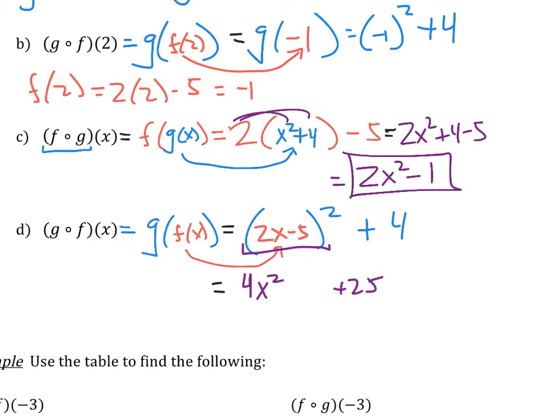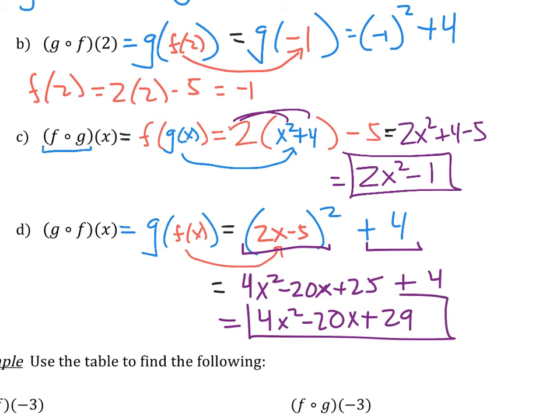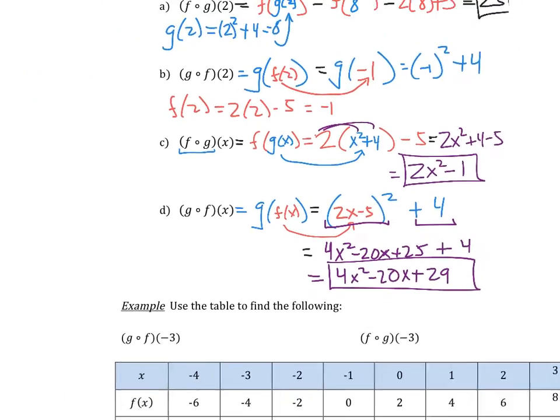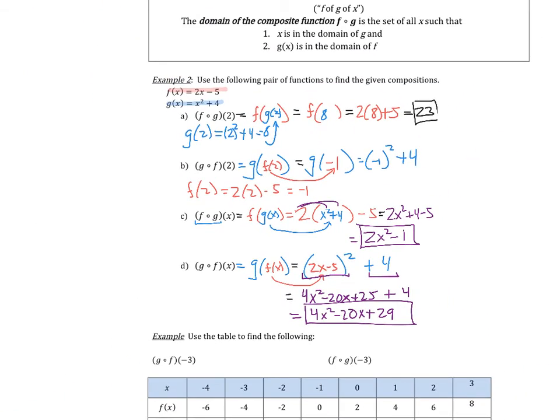Multiply them, you get negative 10x. Double that, we get negative 20x. Okay, that's using a minus b squared equals a squared minus 2ab plus b squared. And then don't forget this 4. So in the end, we've got 4x squared minus 20x plus 29, because 25 plus 4. That's the idea. So we take one function, put it inside the other, and clean it up.